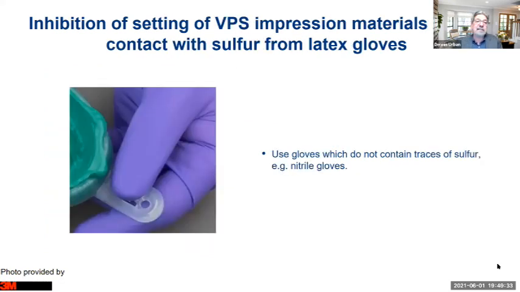And then also the inhibition of setting of the VPS materials due to contact with sulfur from latex gloves. I know a lot of the latex gloves are sulfur free now, but we used to get impressions in a laboratory, and it used to be in like a gummy state, or it wasn't even set up. We were wondering why this happened a lot. This is when we first started getting impressions with latex gloves with sulfur in it. And that was the reason, because it had a reaction with the impression material. So you want to use gloves which don't contain any traces of sulfur. So nitrile gloves are the recommended choice.